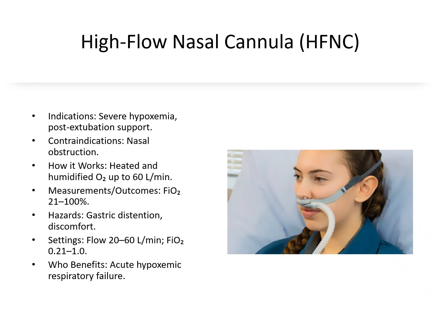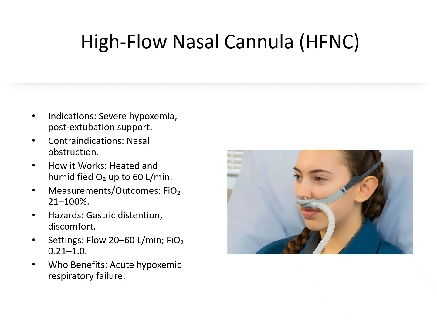High-flow nasal cannula is used for severe hypoxemia or post-extubation support. Contraindications include nasal obstruction. High-flow nasal cannula works by delivering heated, humidified oxygen up to 60 liters per minute. Outcomes include precise FiO2 from 21 to 100%.